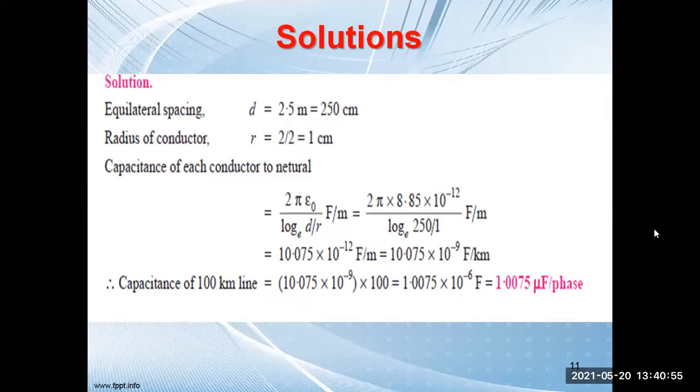Please check it. And we have to calculate for the 100 kilometer length. This value we have got is in farad per kilometer. Now, for 100 kilometer length, what should be the capacitance value? Yes or no? Any doubt on this particular problem? Any doubt? You have to speak.